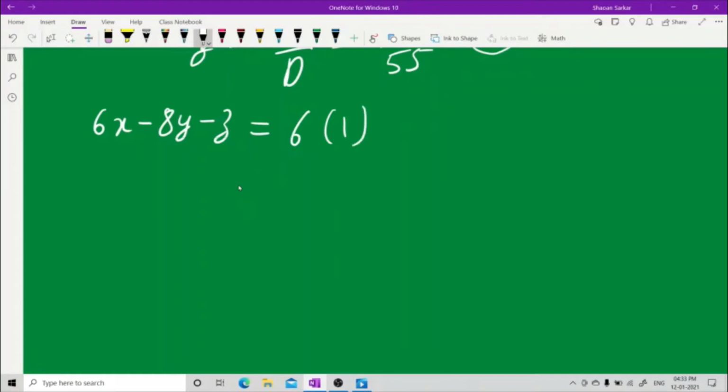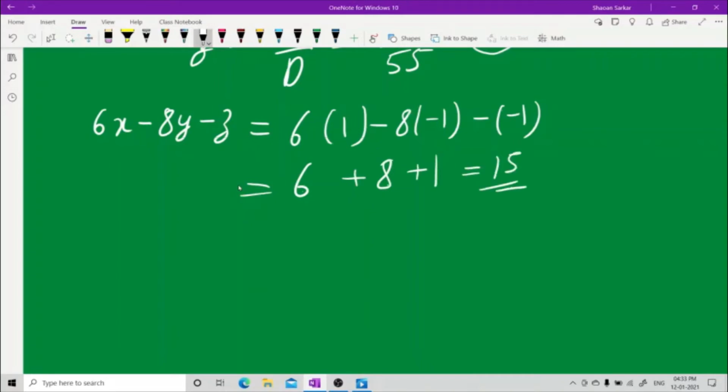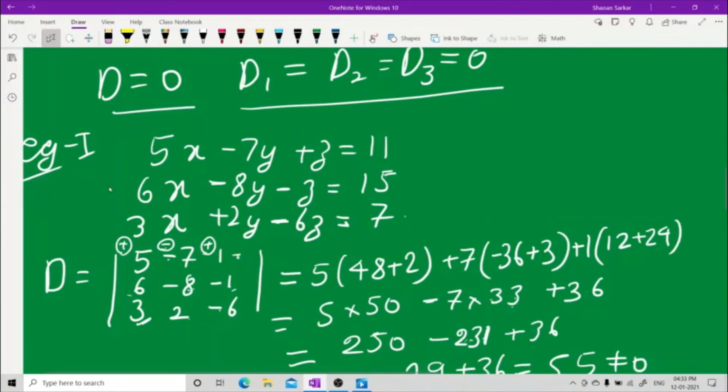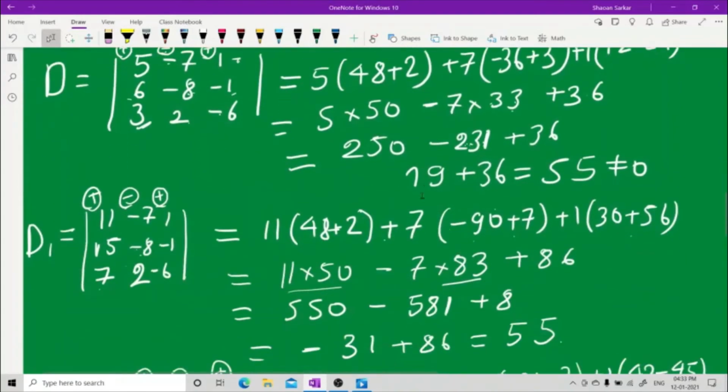6 into 1 minus 8 into minus 1 minus z, and z is minus 1, because we just found this out. This is equal to 6 plus 8 plus 1. So 9 plus 6 is 15. So we got the answer that was on this side. Let's see what we saw here. It was, let's see this equation. This one. I'm talking about this complete equation. Here we got a 15. So our answer is correct. This is the way to check your answer also.